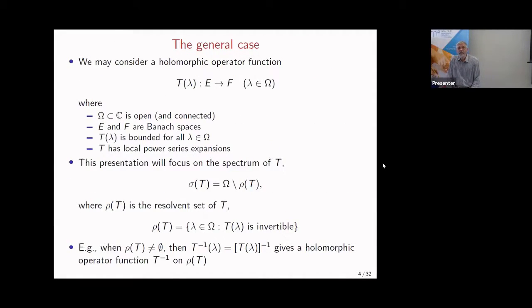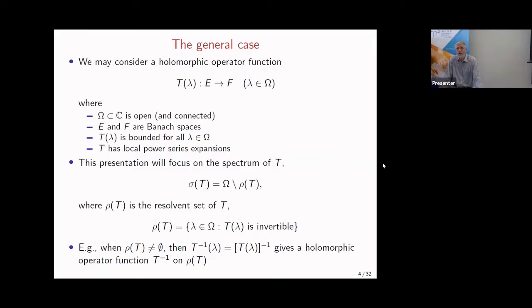And now I want to go one step further. It is not necessary for the abstract theory that T or L is just a polynomial. You can take any holomorphic operator, defined on a set omega, which is an open and connected set of the complex plane. So the lambda, that eigenvalue parameter, is a complex number.